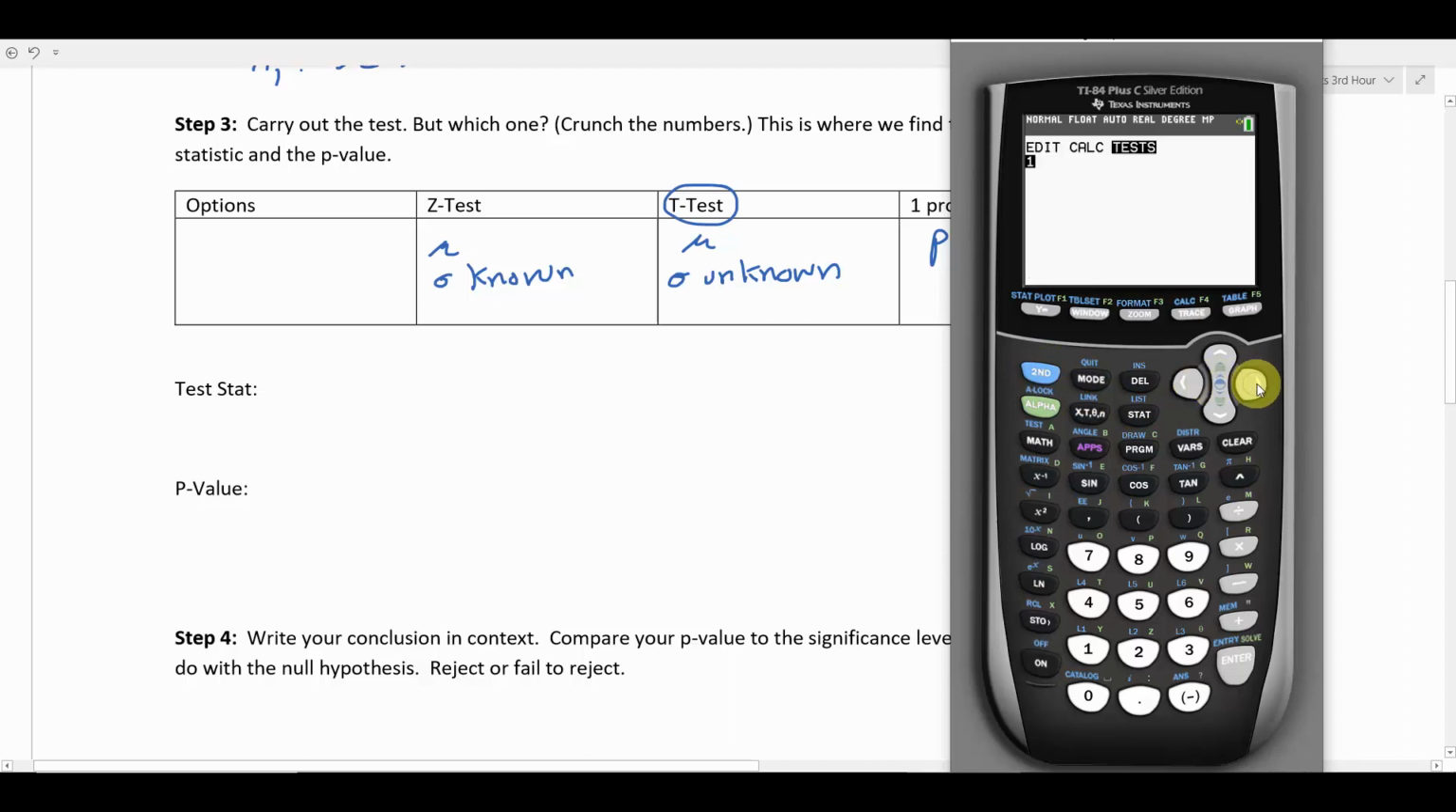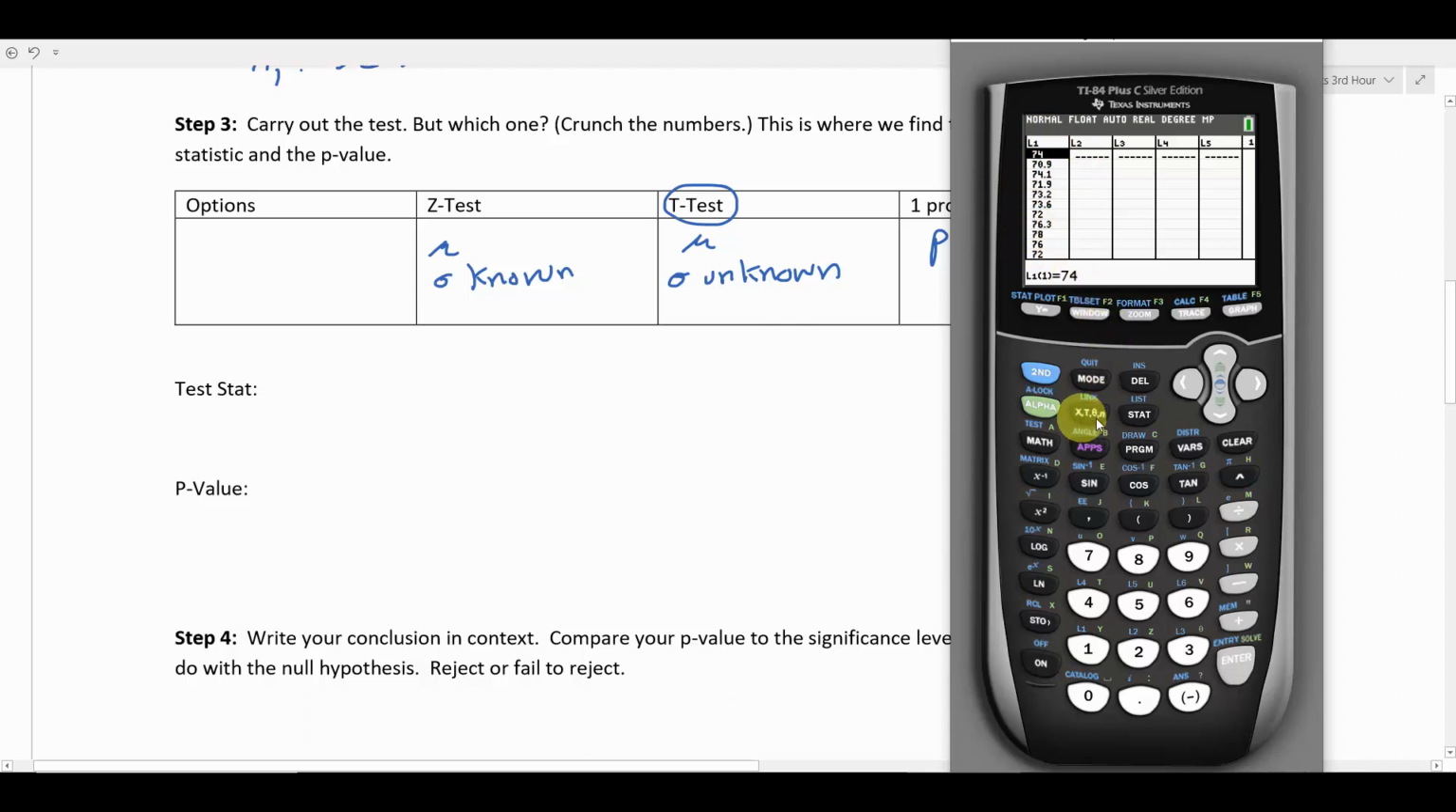So we're going to go stat, and we're going to go over to tests. You'll notice the very first two tests here are your z-test and your t-test. Remember, we're doing the t-test, and we're going to use the data that we were given at the top of the page. Before you do the test, if you haven't done so already, make sure you enter the information about the basketball player heights from the sample into list 1.